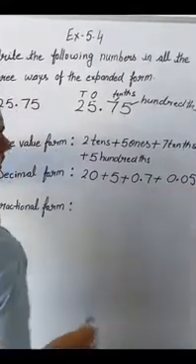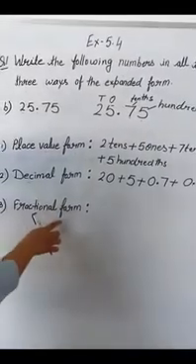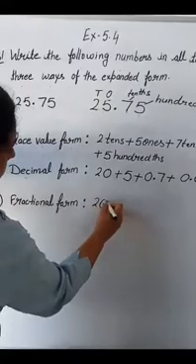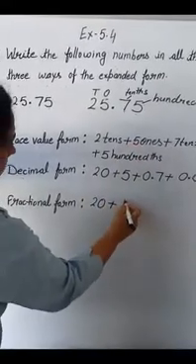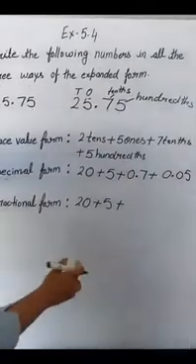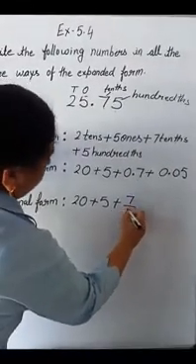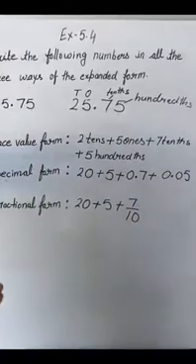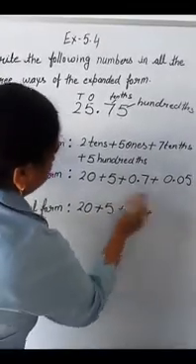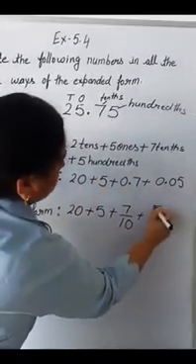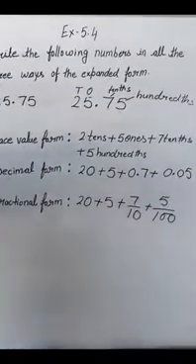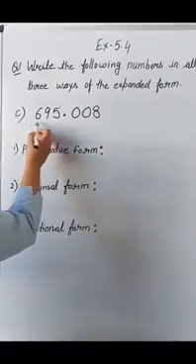So 0.05. Now fractional form. 2 tens we will write the same, 20 plus 5 ones means 5, plus 7 tenth. 7 tenth in fractional form we will write as a fraction, 7 by 10. 5 hundredth, so we will write 5 by 100.